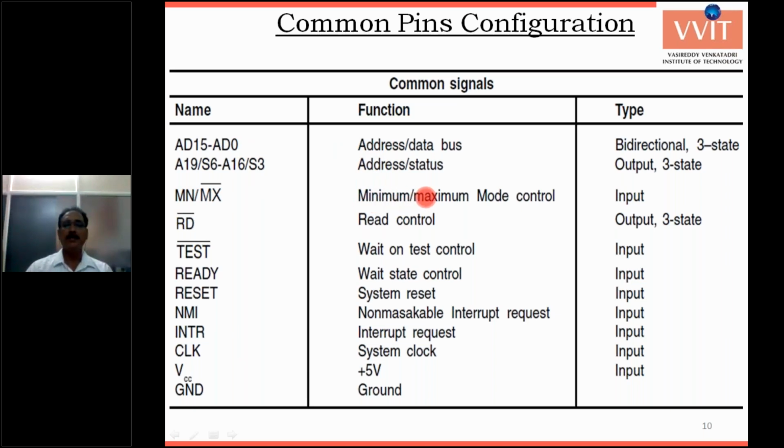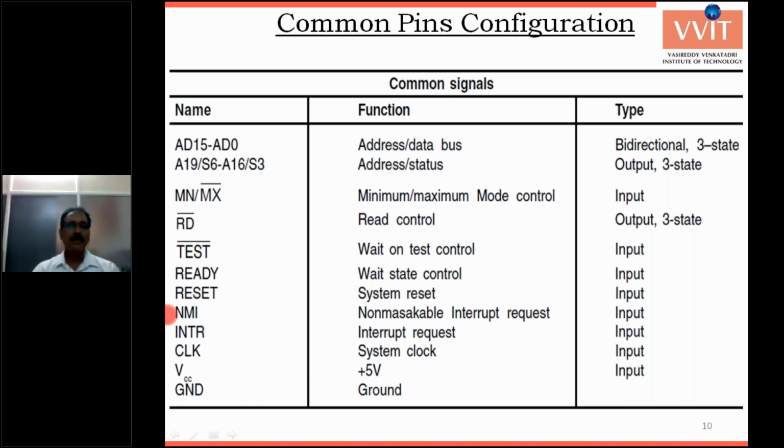Again, pin number 33 selects the minimum mode or maximum mode. If connected to VCC, it acts as the minimum mode; if connected to ground, it acts as the maximum mode. RD bar enables reading from either IO devices or memory locations. Test bar is a wait-on-test control signal from the coprocessor. Reset clears and returns to the starting position assigned by the system. Ready is the wait state control signal for the IO devices.